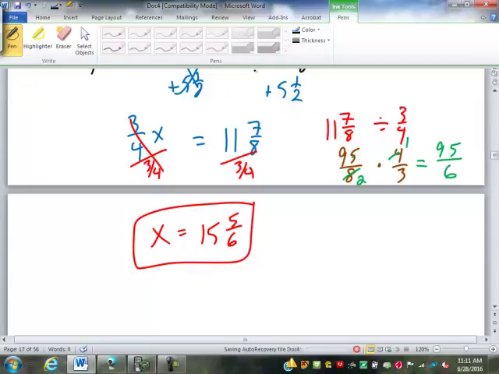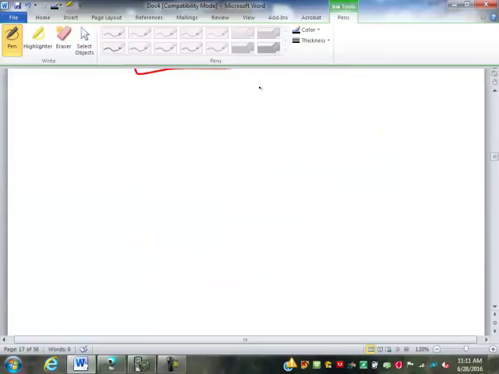How many of you had 15 5/6? A few of you? So the key here is just staying patient with your fractions. It's the same process as solving equations from before. But we can add some steps to it, like this.